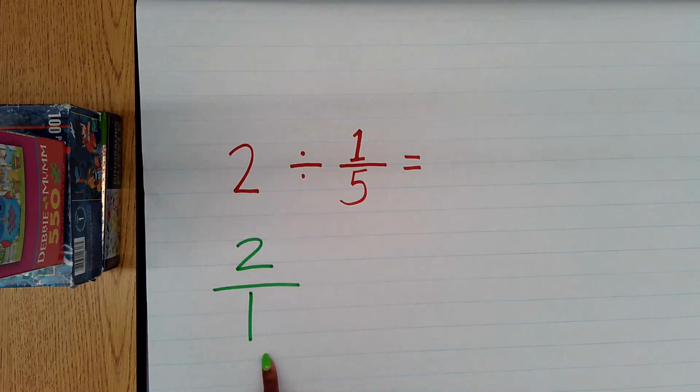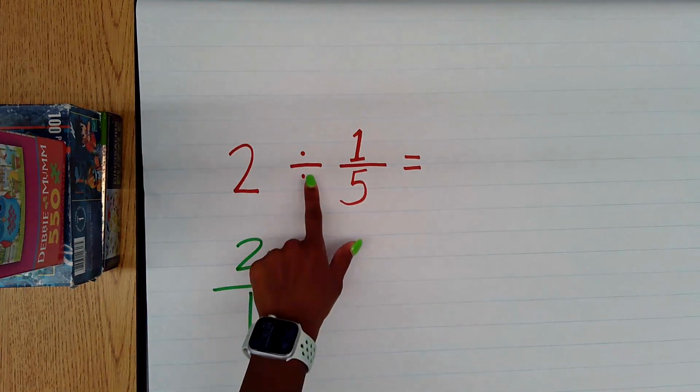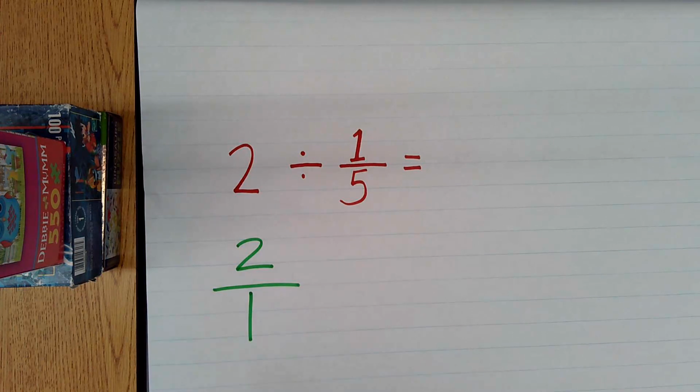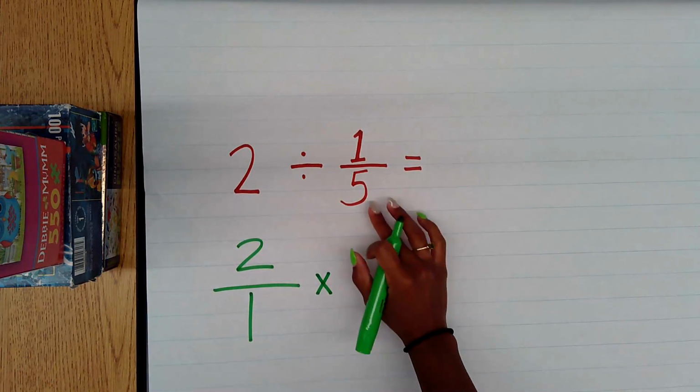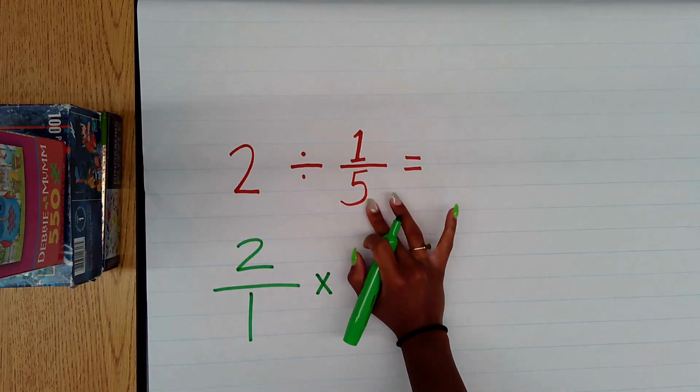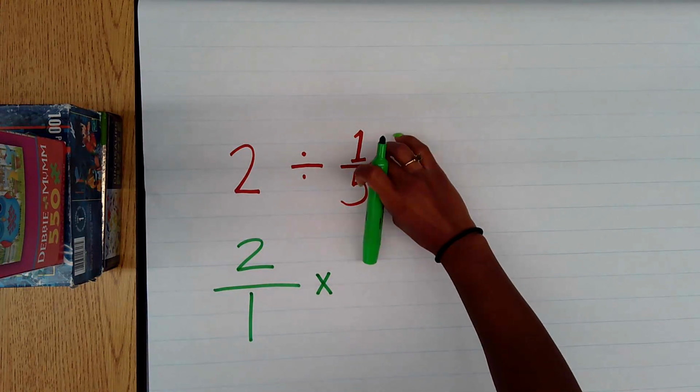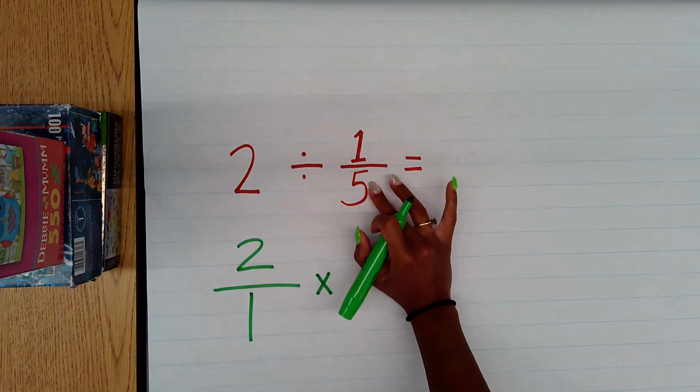After we do that, I want to make sure I change my division symbol to a multiplication symbol. And then I'm going to take my second number and I'm going to find the reciprocal, which just means I'm going to flip the numerator and the denominator.